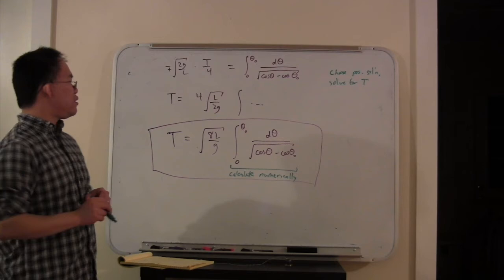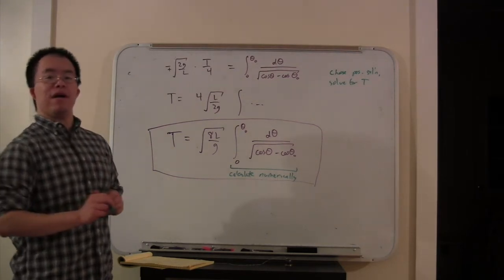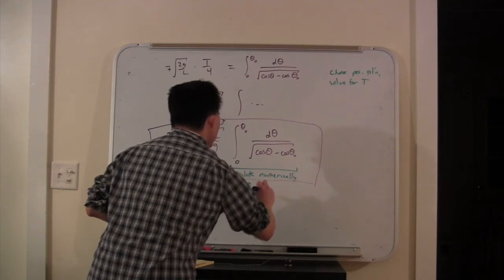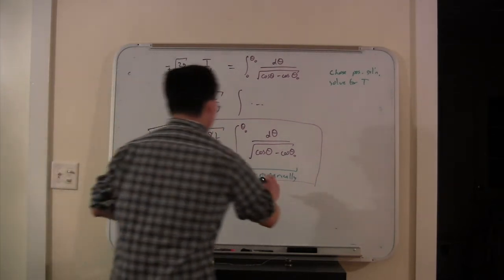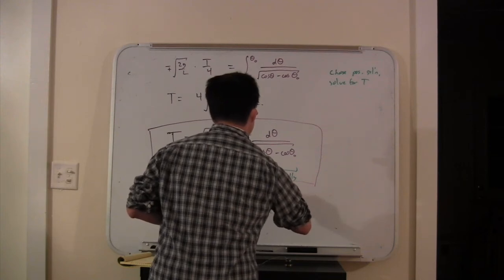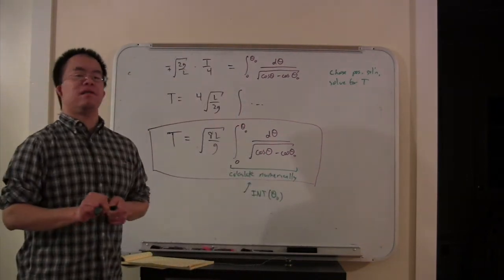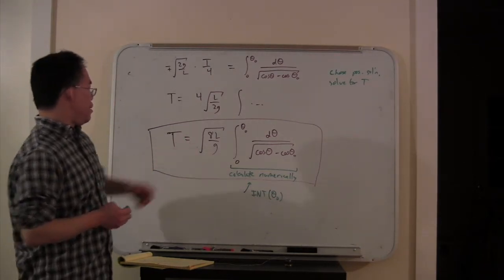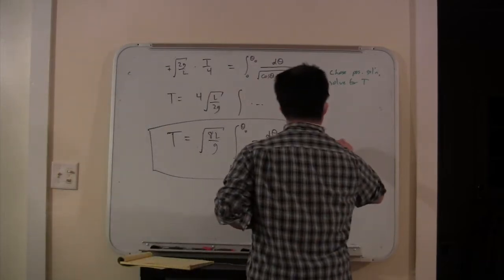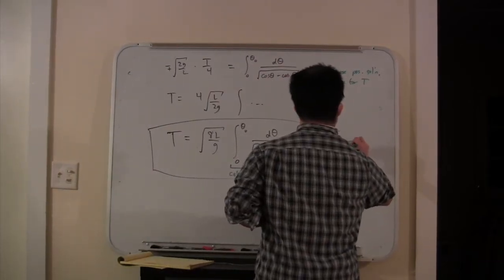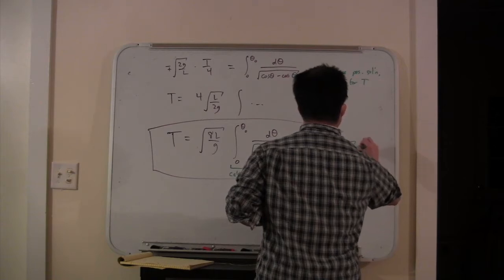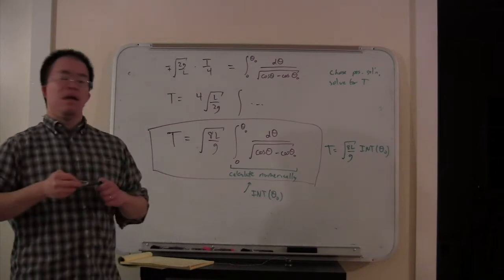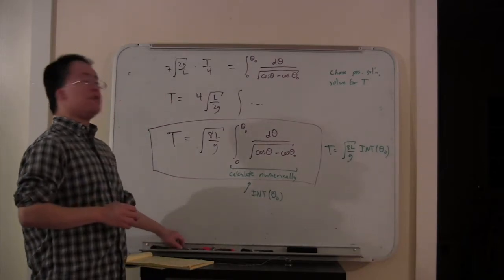The easiest way to do this is using Wolfram Alpha, which I'll show you how to use in a second. And this is what your background manual defines as the integral of something that depends on theta naught. And so we end up with T equals root 8L over G times the integral of theta naught. Now there's one interesting thing to notice here.